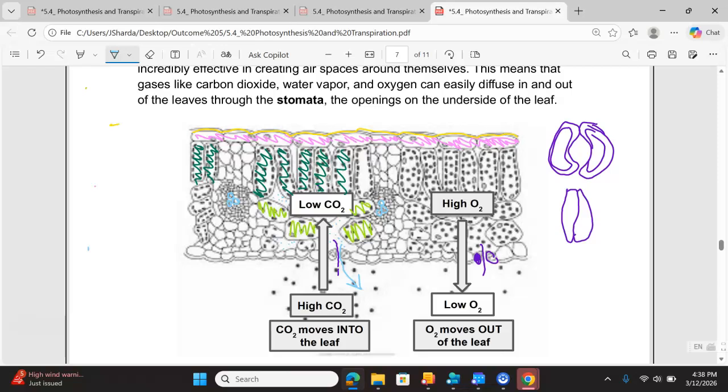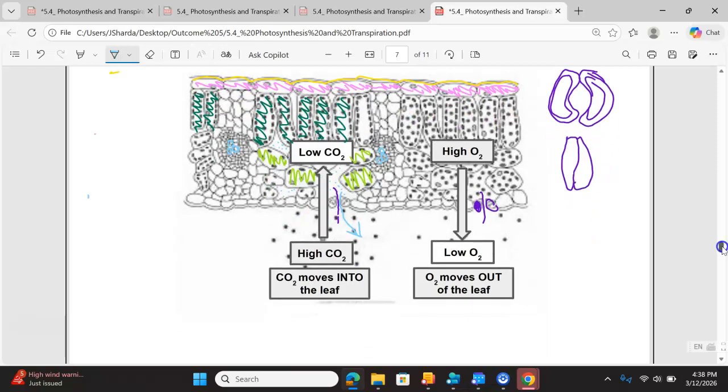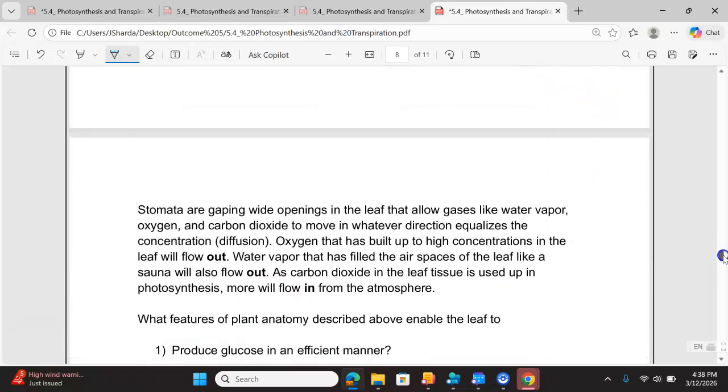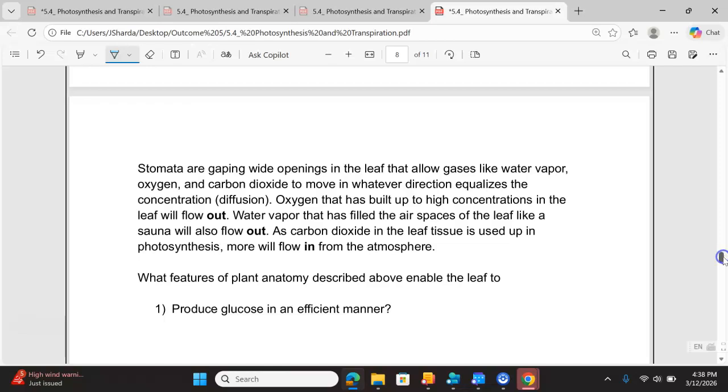And that completes transpiration, right? Osmosis, capillary action, and diffusion. If I were you, this is a lot to digest, so I would make sure that you understand what's going on here. There's a lot of moving parts. So stomata, as I mentioned earlier, are gaping wide openings in the leaf that allow gases like water vapor, oxygen, and carbon dioxide to move in whatever direction equalizes the concentration, right?